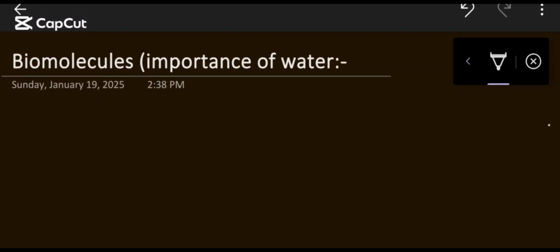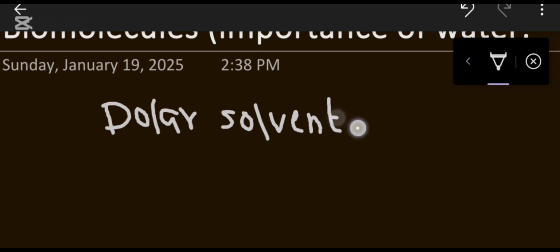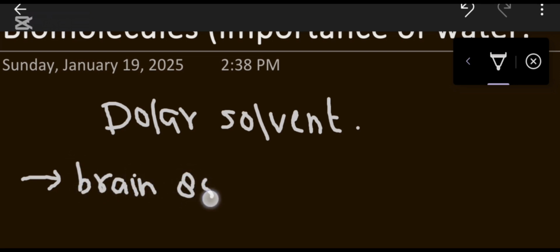Let's look at the second topic of biomolecules, which is the importance of water. First of all, as we mentioned, water is basically the polar solvent, and our protoplasm contains 70 to 90% of water. So this means water is the main constituent on earth. If we discuss the percentage of water in the brain, it is 85, or sometimes in the range from 85 to 90.